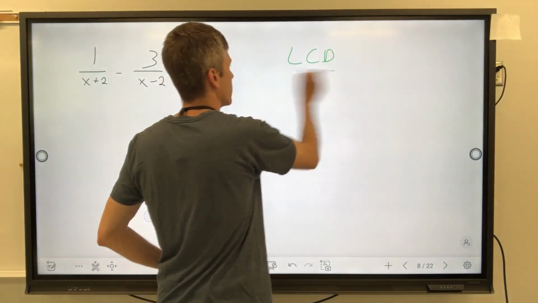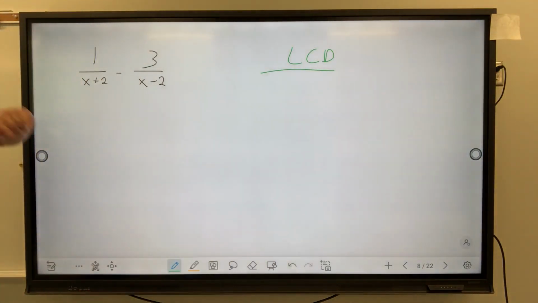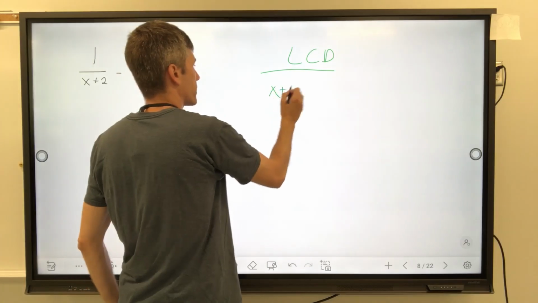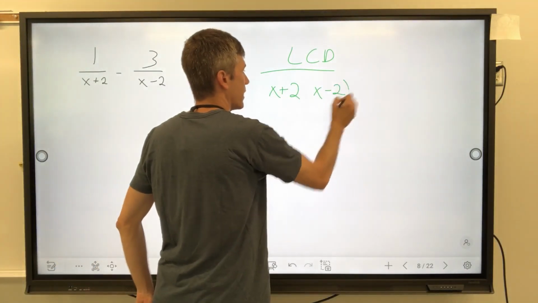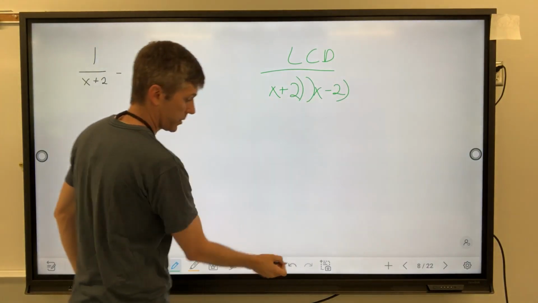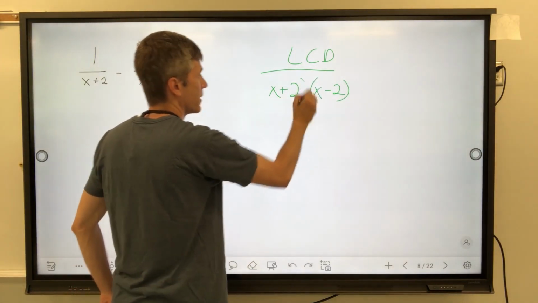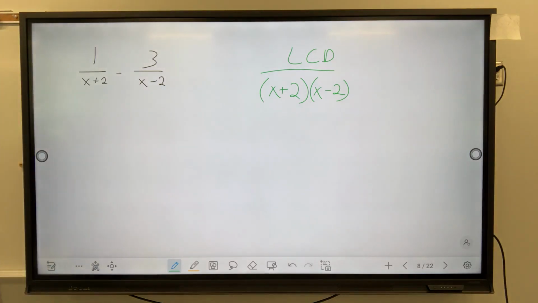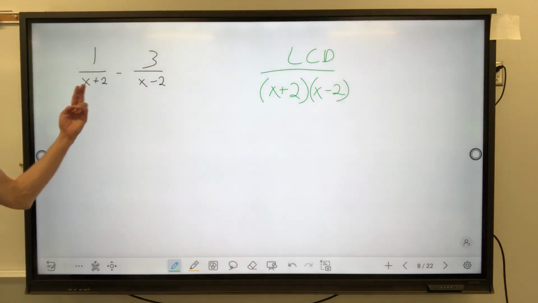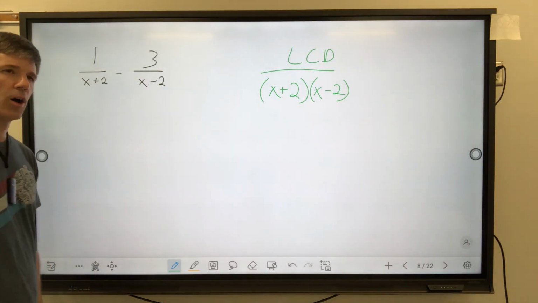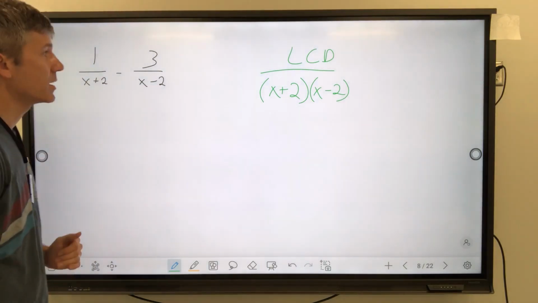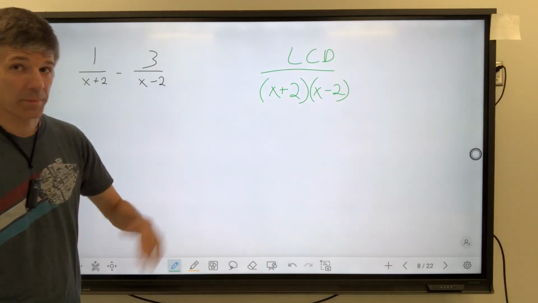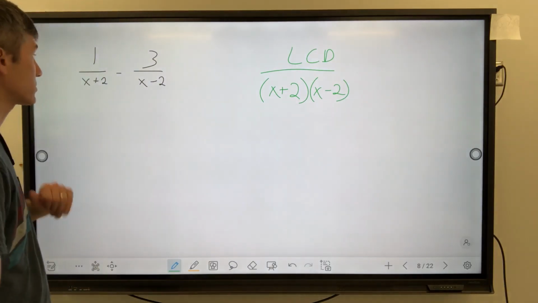Least common denominator is, okay, x plus 2, we'll put that. X minus 2, we'll put that. And that is, whoa, that parenthesis was backwards. That is my least common denominator, right there. It is this factor times that factor. Often it is one denominator times the other denominator. That is not always the case. That will always give you a common denominator, not always the least, and sometimes it gets ridiculous.